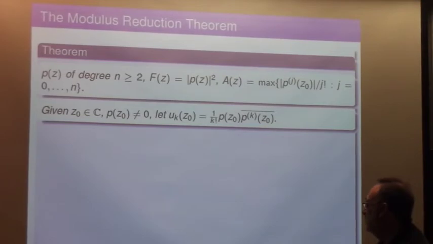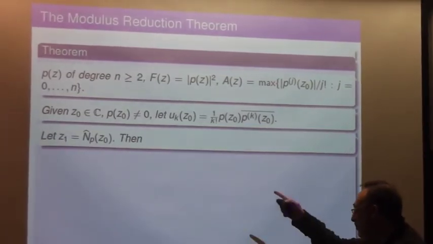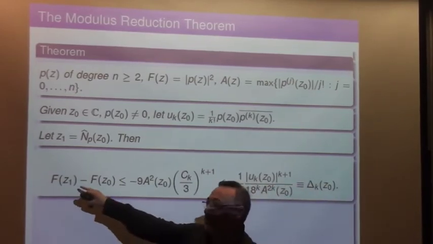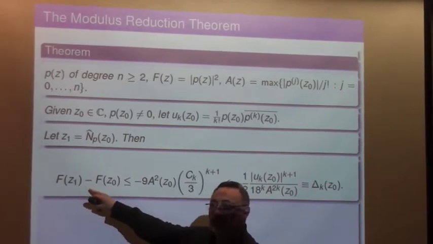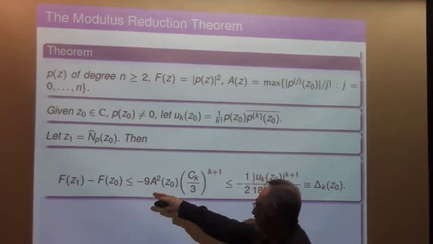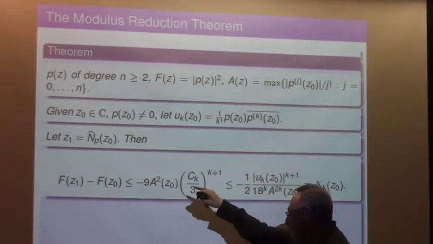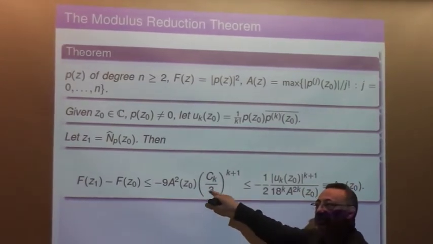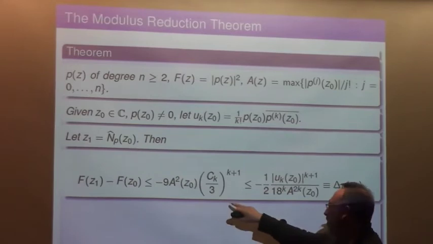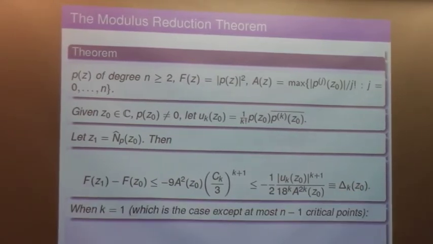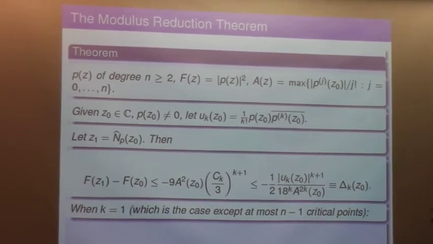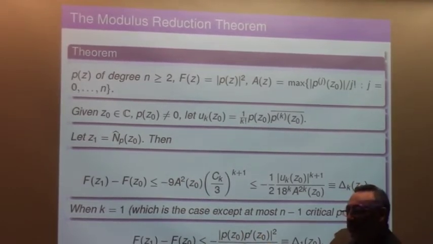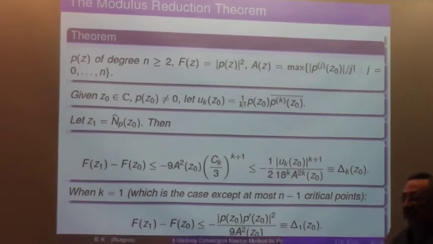It simply says that if you iterate, then the modulus at the new point, Z1, minus the modulus at the starting point, the given Z0, goes down by a certain amount. Okay? And if k is equal to 1, it goes down by this much. So we can estimate exactly how much is going on.